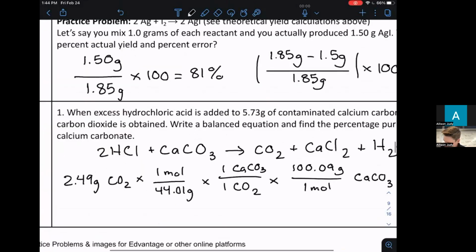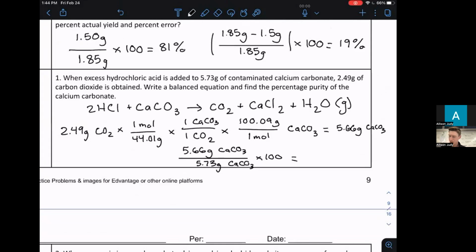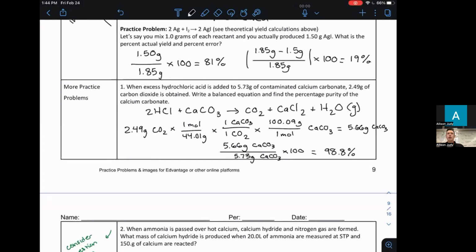So we do our ratio of 5.66 grams calcium carbonate over 5.73 grams, which is what we actually got, times 100, because of course this is a percentage. And this will give us a percent purity of 98.8%. Hopefully that made more sense once you got the balanced chemical reaction, because this was a bit of a tough one to do. But this is the process.